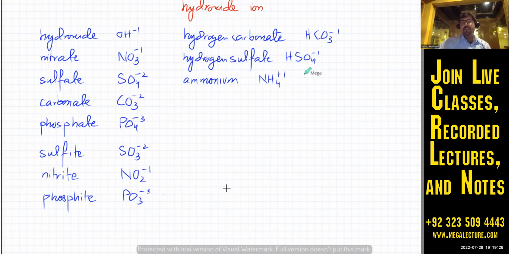And these should be on your fingertips. Like if I say phosphate, you should know that it's PO4 with a charge of -3. If I say sulfite, that's SO3 with a charge of -2.